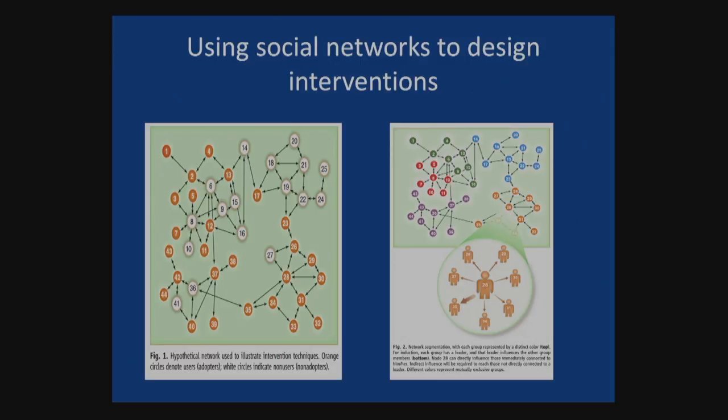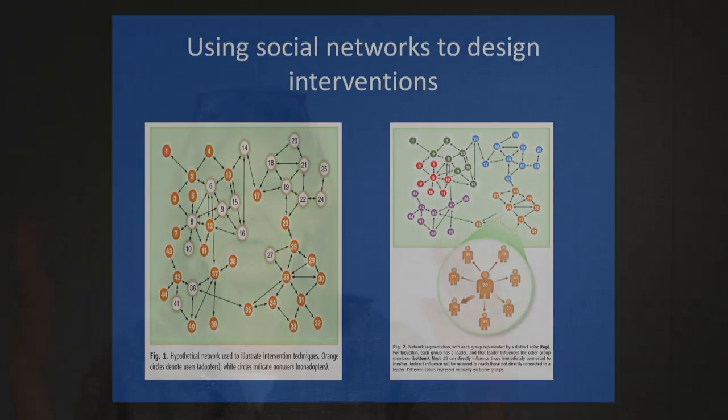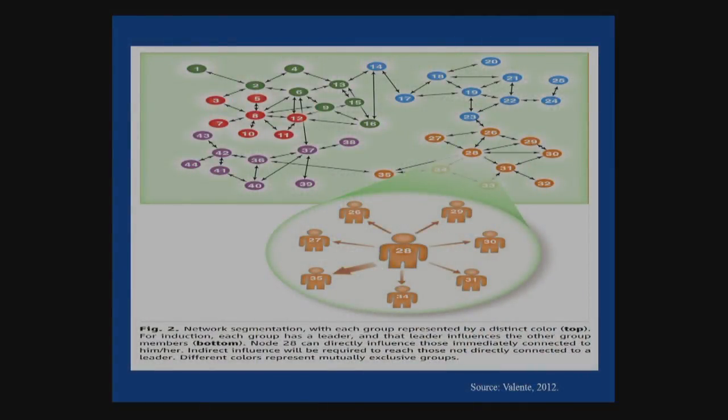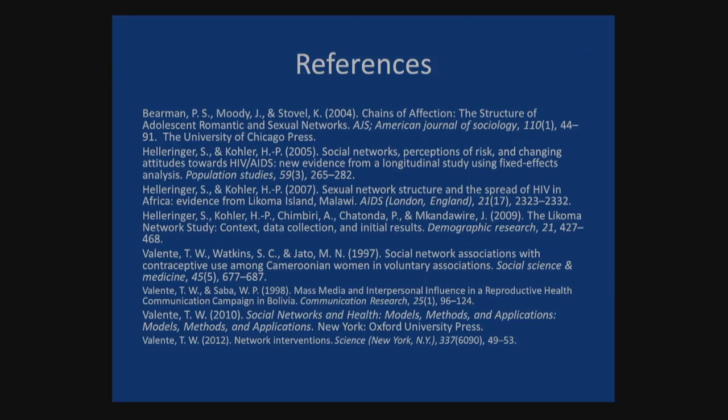So if you were doing a network intervention, you wouldn't just randomly pick people. You would pick people who were center of the network, and you would want to make sure that you hit multiple networks. So this just shows the ways in which you can use information from social networks actually to maximize the impact of different kinds of interventions. And this is another slide that just shows the way in which network segmentation can influence the induction of different kinds of patterns of behavior change. And this is a set of references, and we will end it there.